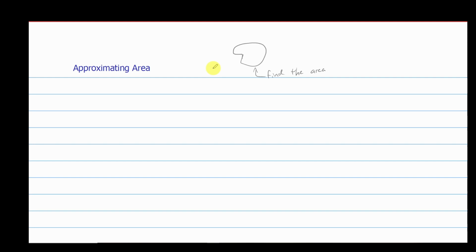In math, however, we don't like to start with the hard problems. We like to start with the easy ones and then build off of that. So we're not going to start by finding the area of just some random shape. We're going to start by finding the area of something easier to work with, but we'll be able to expand into something like this later. So here's my simplified version.